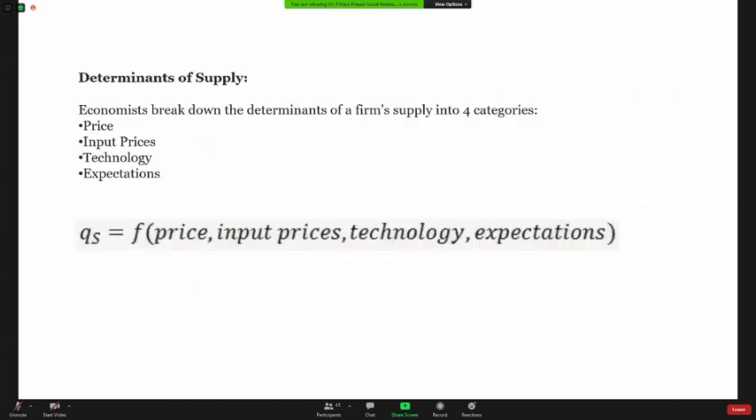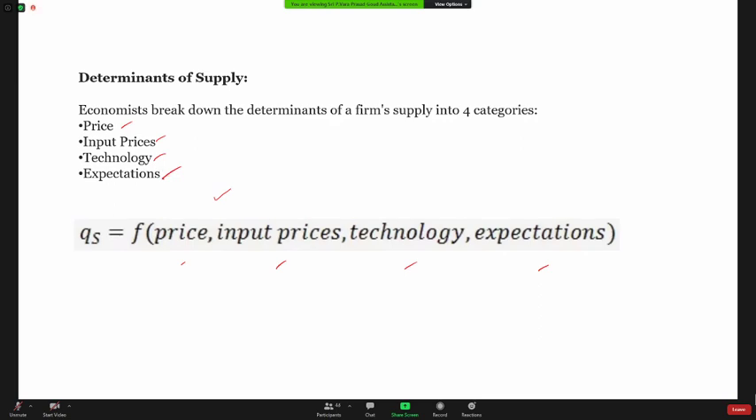Then, as we know, under the law of demand we have seen a number of determinants. The law of supply has just a few determinants, and supply is a function of these factors. So what are those factors which determine the supply? Price of the product, input prices, technology, and expectations. So we'll look at each of them.